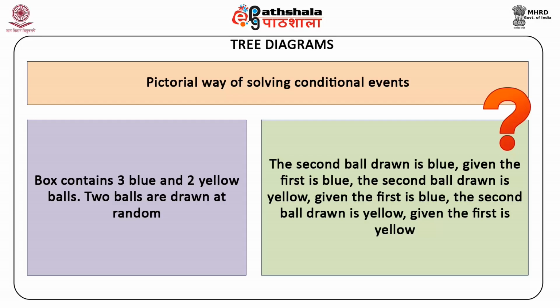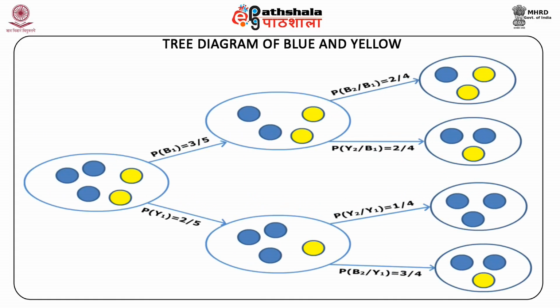and finally the second ball drawn is blue given the first is yellow. In the above tree diagram, it is clear that initially probability of B1 is equal to 3 by 5, probability of Y1 is equal to 2 by 5. Now if the first ball drawn is blue, then only 4 balls are left in the box, out of which 2 balls are blue, so the probability that the second ball drawn is also blue is equal to probability of B2 given B1 is equal to 2 by 4.